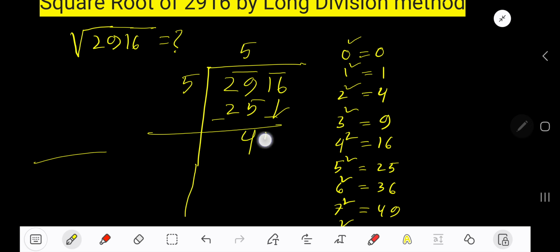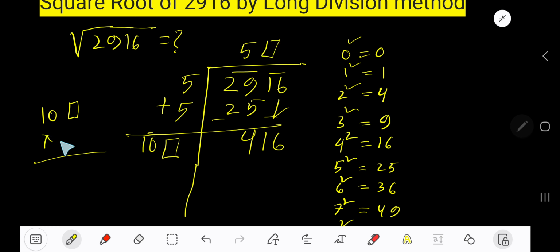Bring down the next pair. You have placed the digit 5, so the same digit will come under this divisor. You need to add 5 plus 5, 10. Now you have to take a number, and this digit will come to here, and you need to multiply. The product this time will be equal to this or nearest to this.